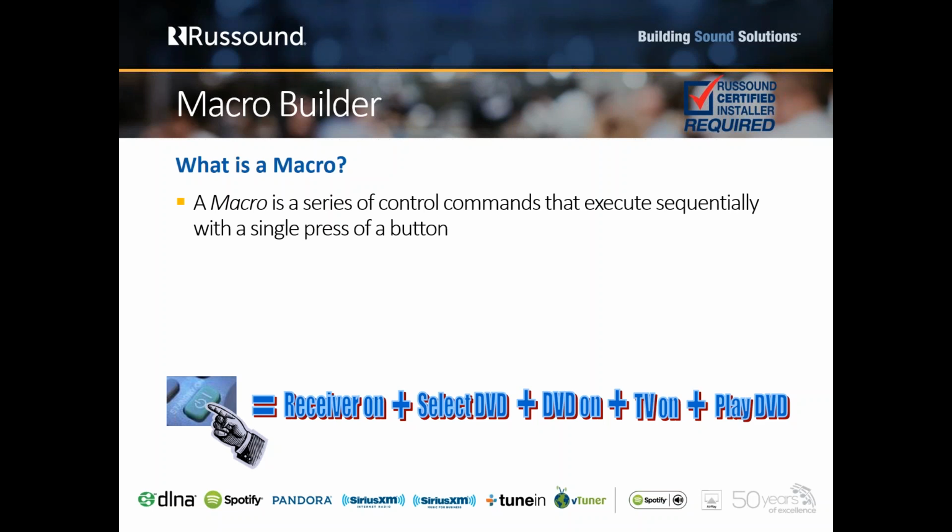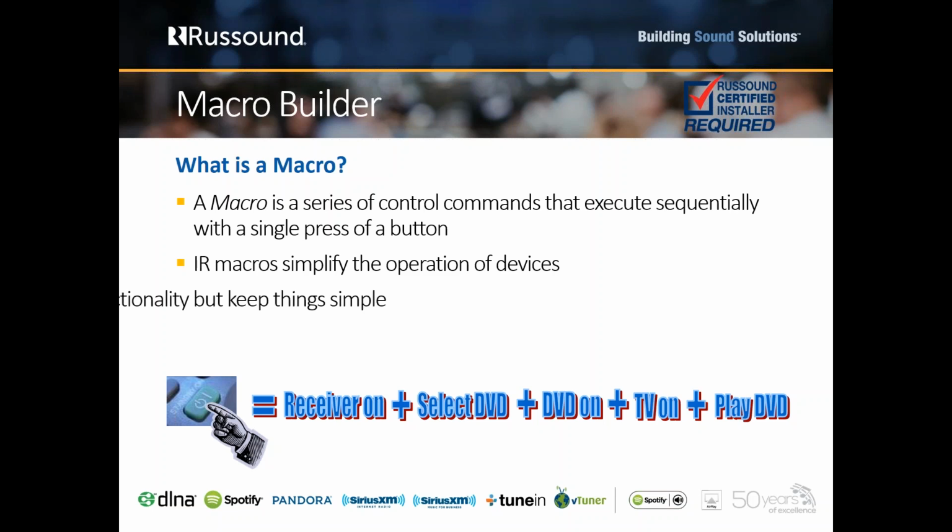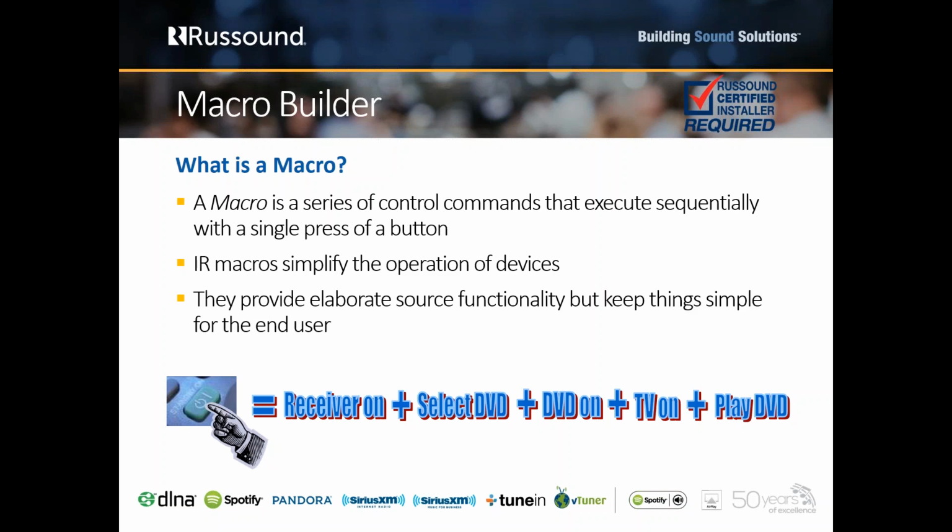So now I have 5 steps. With a single button press, the receiver turns on. It selects DVD as a source. It turns the DVD player on. It turns the TV on. It hits the play button for you on the DVD player. One button, you're watching a movie. Simple. Instead of 5 buttons. What would you rather show your customer when you're showing them how to run the system? One button. It really simplifies operation. And it provides elaborate source functionality, but keeps things really simple for the end user.